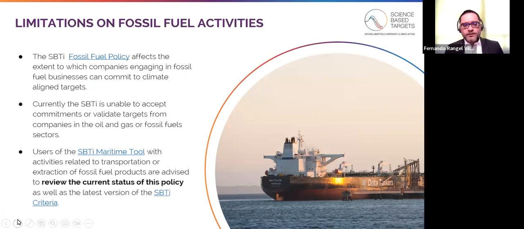And lastly, in terms of the applicability of this work, there are some limitations related to fossil fuel activities. As you might have seen, there has been a fossil fuel policy for the last year that is effectively pausing commitments and validations from companies in the oil and gas or fossil fuel sector. This affects how companies can engage with the SBTi. In essence, it's not blocking, it's pausing commitments from companies with direct involvement in upstream fossil fuel activities, including exploration, extraction, mining, or production of fossil fuels. But it also affects companies that have more than 50% revenue from the sale, transmission, or distribution of fossil fuels, which may impact some maritime transport activities.